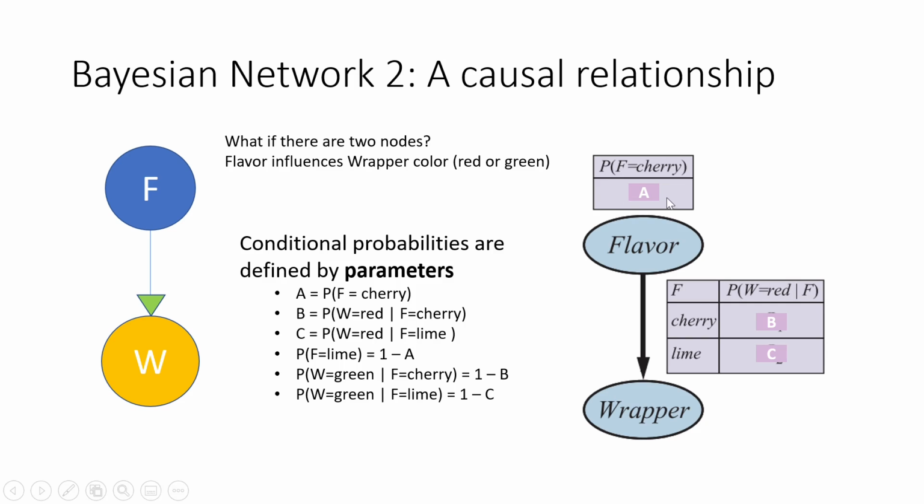So A is going to be the probability that the flavor is cherry. B is going to be the probability that the wrapper is red given that the flavor is cherry, and so on. And then if we want the probability that the wrapper is green given that the flavor is cherry, we can just subtract B from 1. So you can see that all of these probabilities can come from A, B, and C. So then our task is going to be figuring out the values of A, B, and C.